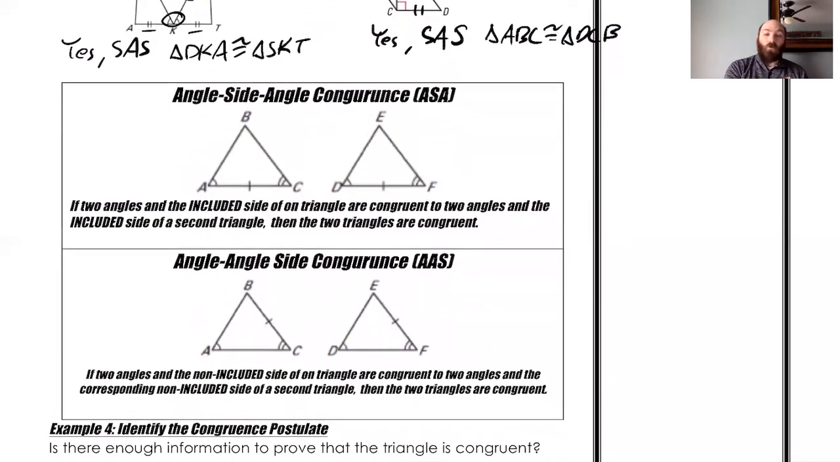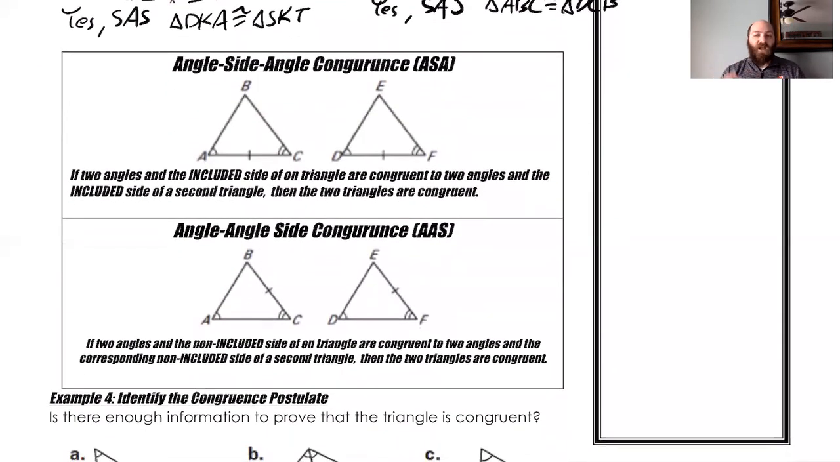The last two, we kind of put them together because they're very similar to each other. Angle side angle and angle angle side. They're almost interchangeable because here's the thing that I know. It's got its own formal theorem, but if I look at this scenario that I got two angles on the included side of one triangle are congruent to two angles on the included side of a second triangle, then the two triangles are congruent. So that's what I have here. Included are these two sides. That's what I'm referring to.